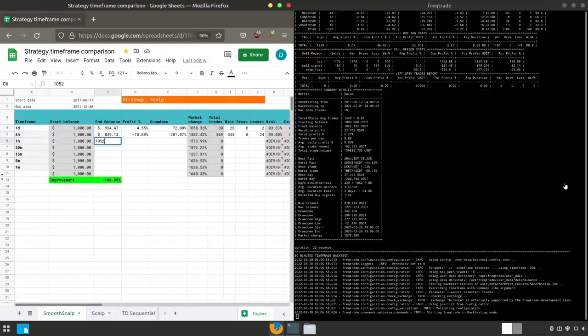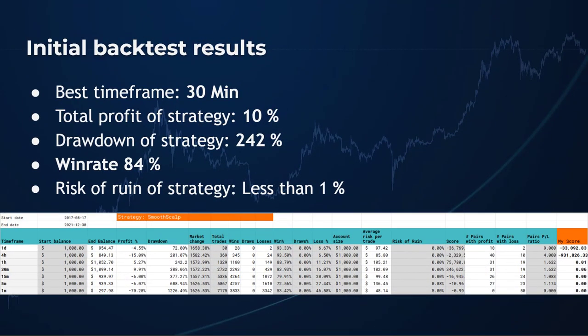And here, as you can see, according to the backtest, over all the available time periods I have the following results. This time the 1 day time frame is not the winner, it's the 30 minutes time frame, so that's a nice thing to have in mind. Also, the total profit of the strategy is only a measly 10% and the drawdown is 242%.